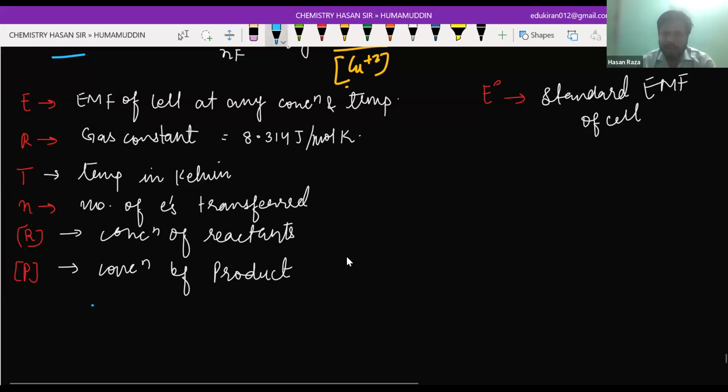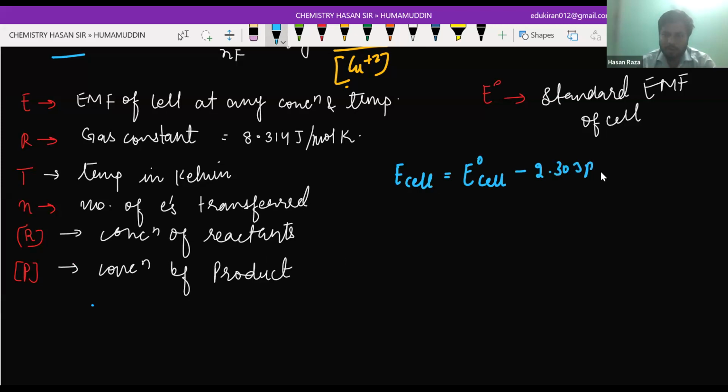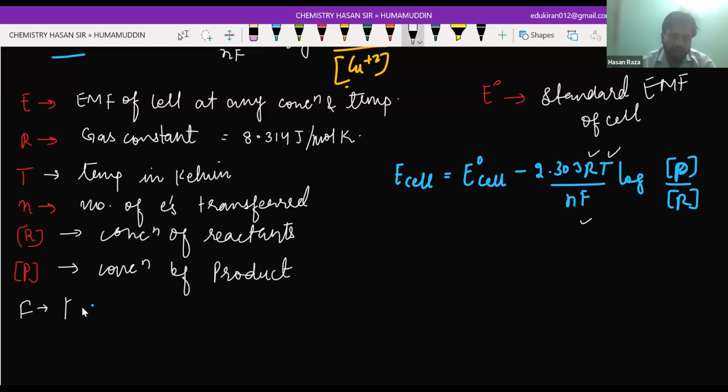So basically, I had written the formula: E cell is equal to E naught cell minus 2.303 RT upon NF log product upon reactant. Now, if you want to write the value of this R, T, and F, F is basically Faraday's constant, you know that. So we can get the value of E cell, or E is equal to E naught.